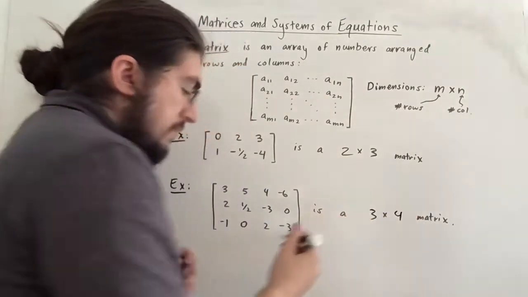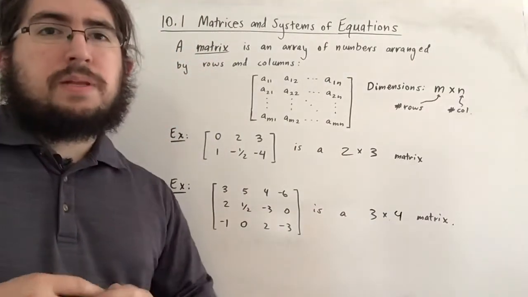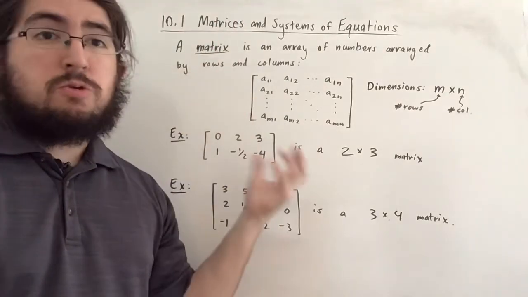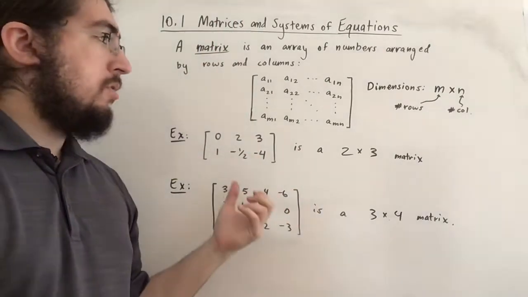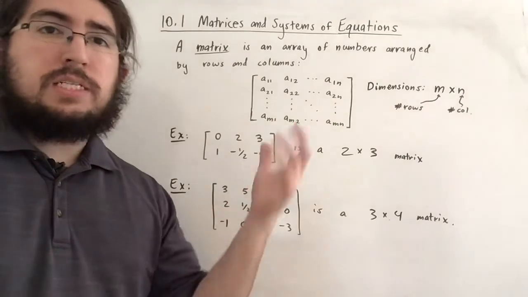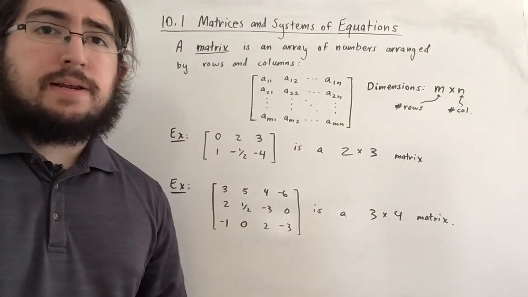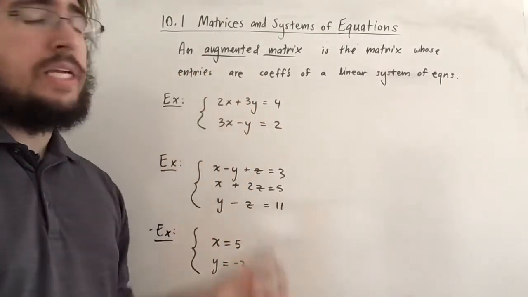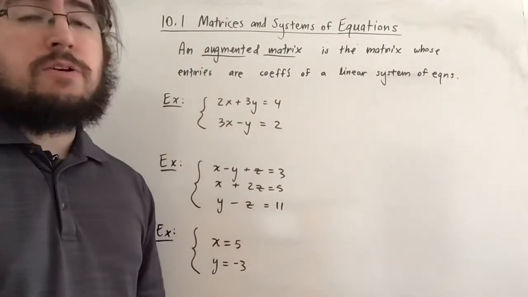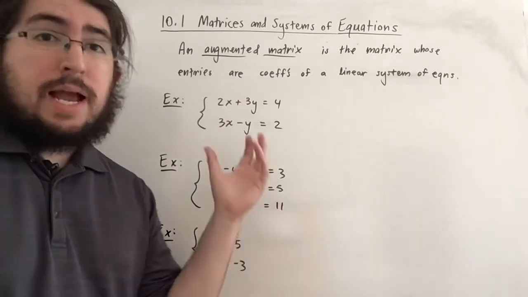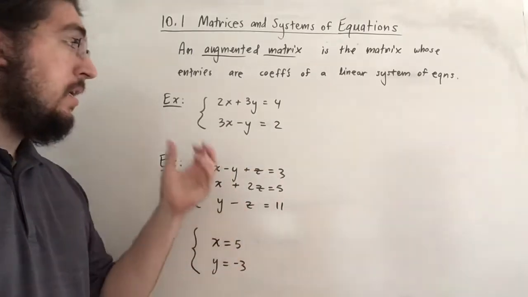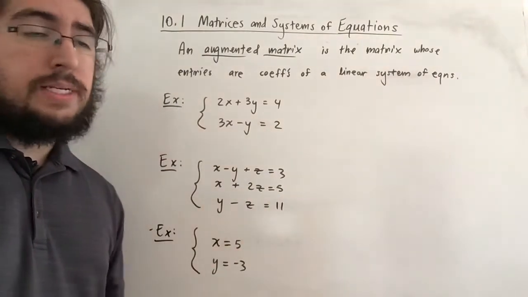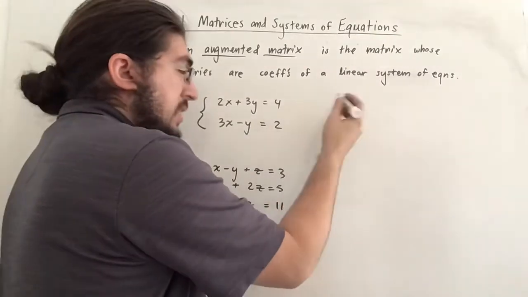Perfect. So now we'll move on to something a little different, and we'll discuss the benefit of using this new notation with matrices, to better handle systems of equations that we saw in chapter 9. An augmented matrix is the matrix whose entries are coefficients of a linear system of equations. So now we can apply matrices to systems of equations and get a matrix from these. This is known as the augmented matrix of that system of equations.